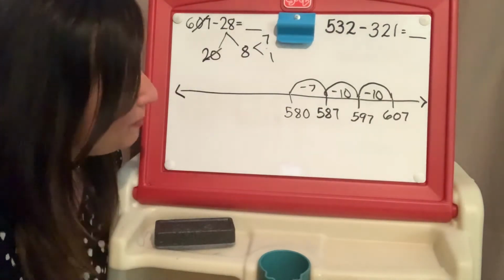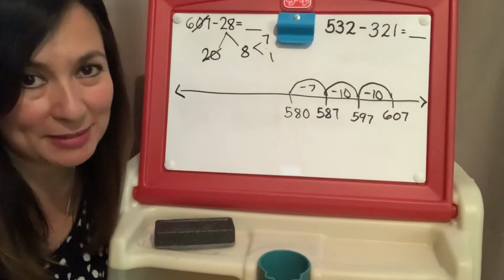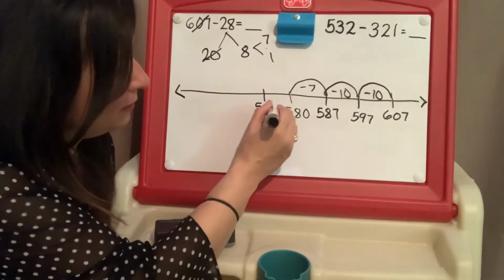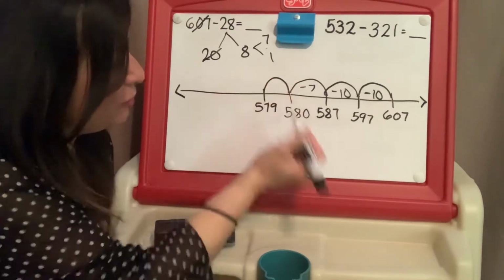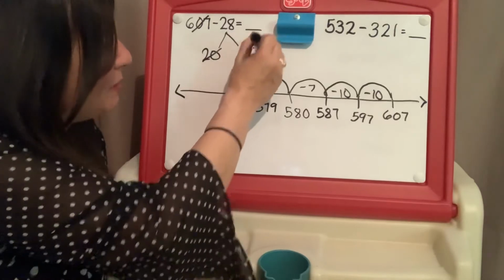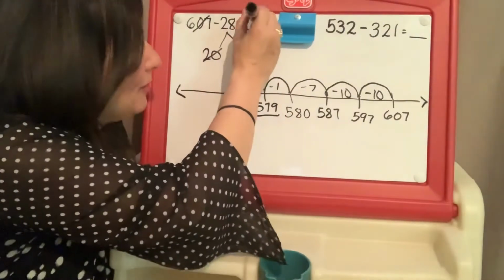And now I'll jump back 1. 580 subtract 1 equals what? 579. I'll draw my jump, label it subtract 1. And now I've subtracted the 8. I found the difference of 579. I'll write it here.